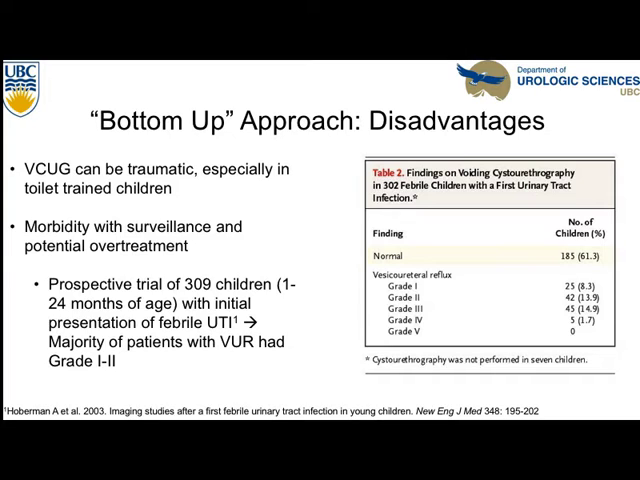So they did a prospective trial of 309 children, aged 1 to 24 months of age, with an initial presentation of a febrile UTI. And as you can see to the right with their results, over 60% of them actually had no reflux at all, and a majority of them had grade 1 or 2 reflux, very low grade reflux. And again, this is their argument that, do we need to do something about it, or are you performing a test that over 60% of patients don't even have?